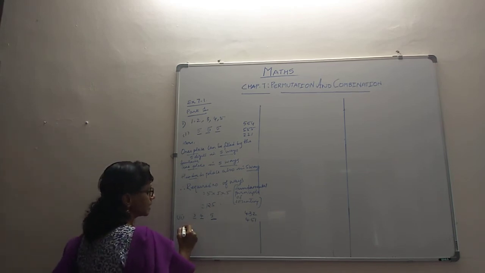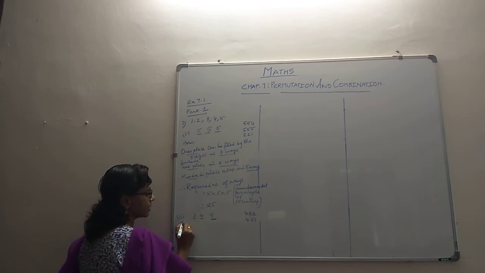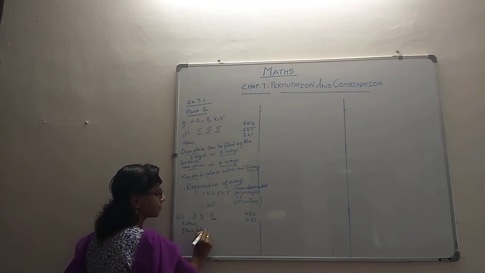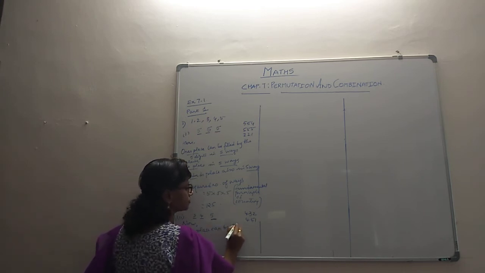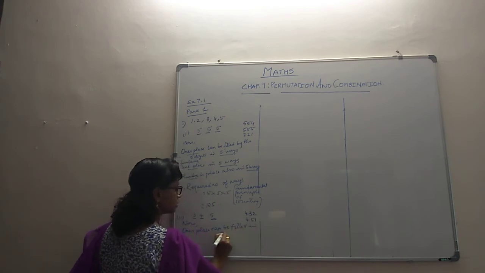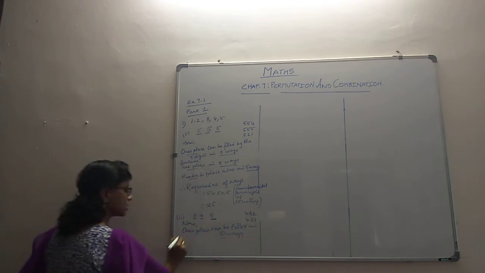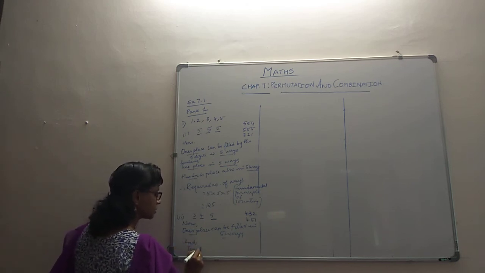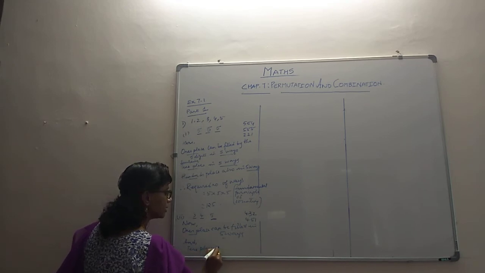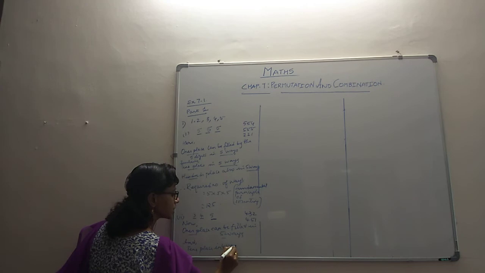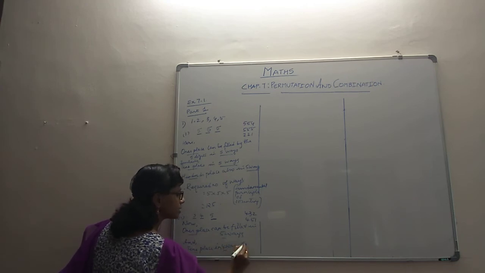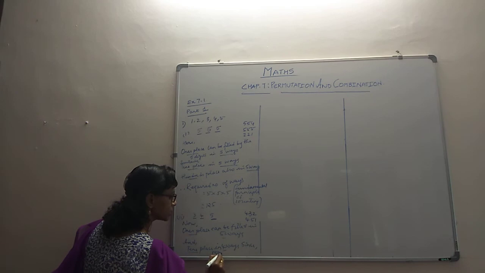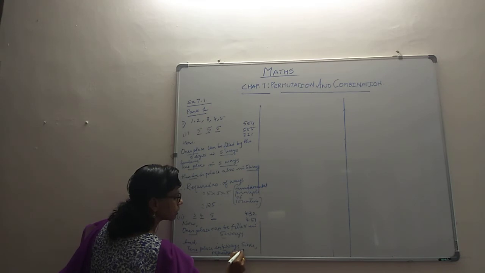So here also you can now write: the ones place can be filled in 5 ways, and the tens place in 4 ways, since repetition is not allowed.